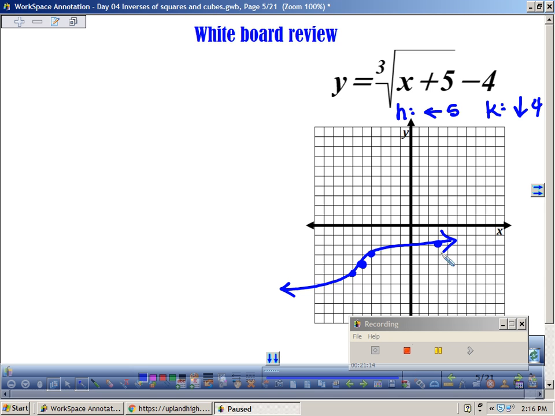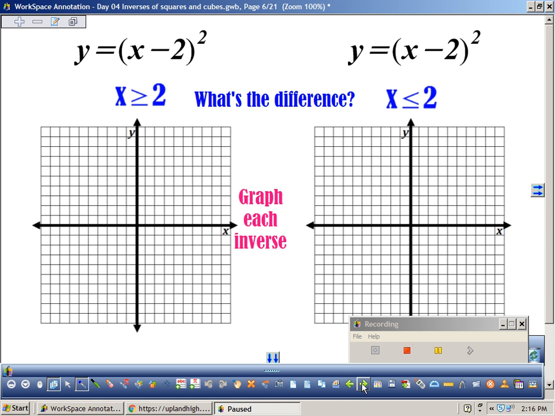How pretty. All right, let's do some inverses. Inverses. Oh, let's talk about this first. Yes. I can't hear, guys.